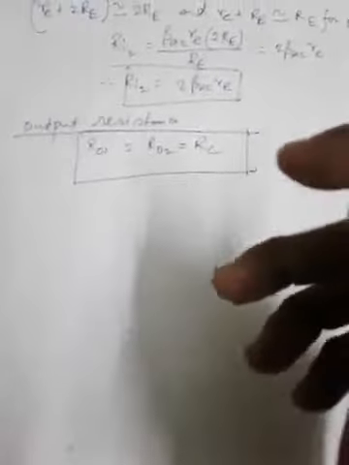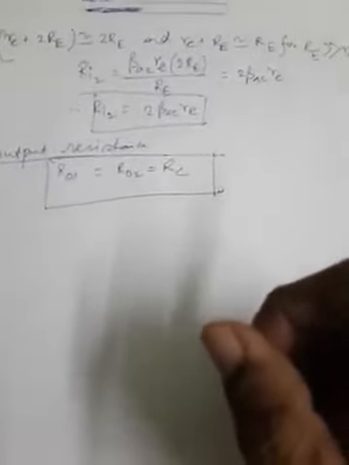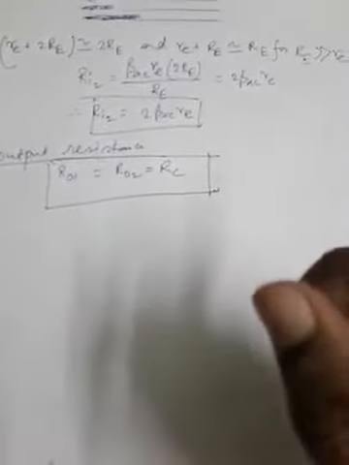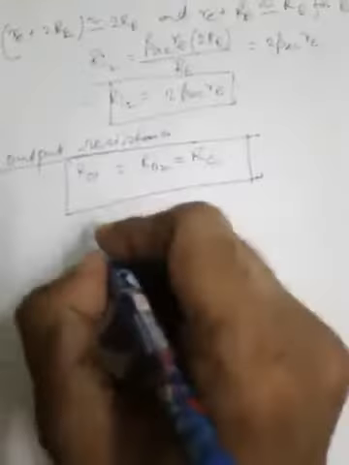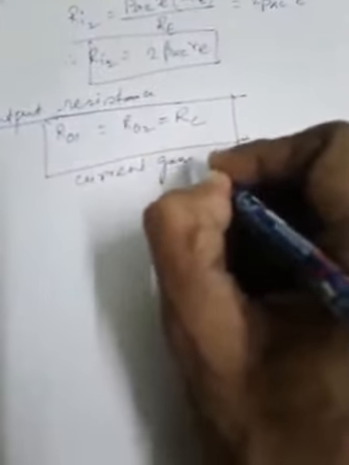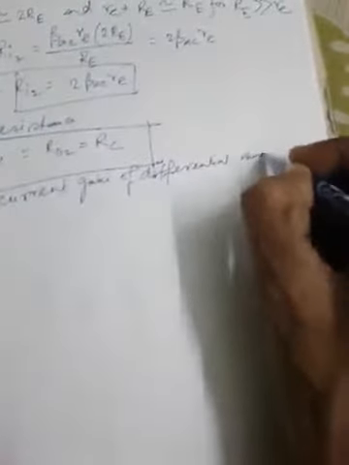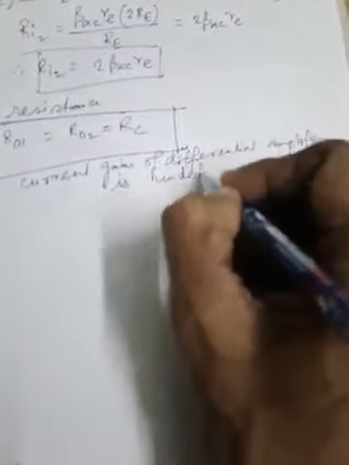The current gain of the differential amplifier is undefined, therefore the current gain equation cannot be derived for any of the 4 differential amplifier configurations. So we should be getting only the voltage gain. The current gain of differential amplifier is undefined, so that should not be found out.